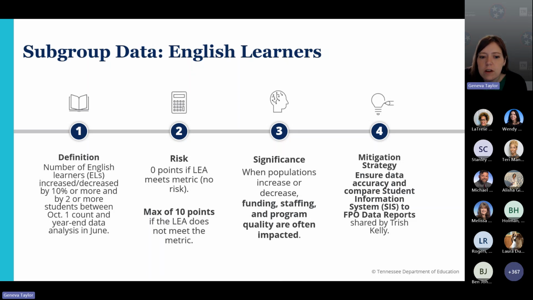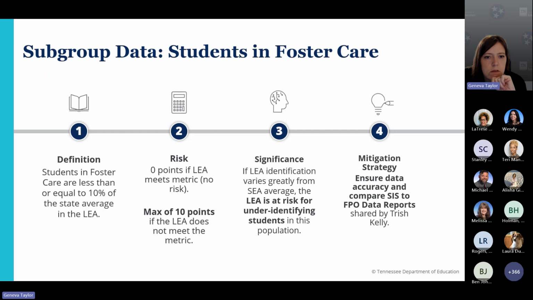Your mitigation strategy here really is just to ensure that you have accurate data. There's really nothing else that you could or should do here. Make sure that you're accurately identifying your students, that you are accurately serving these students. No one would ever not report an English learner just to avoid these points. That would not be the reason that you would be monitored or not monitored. Just one category by itself would not ever cause an LEA to be or not to be monitored.